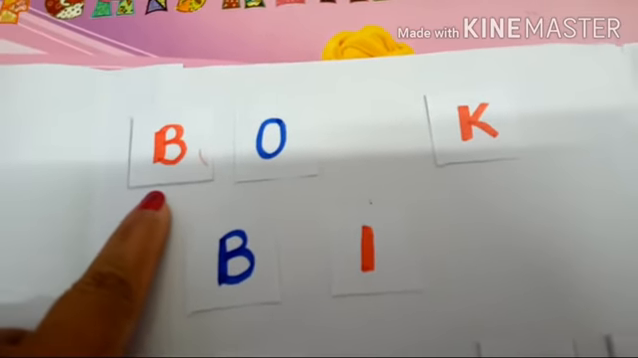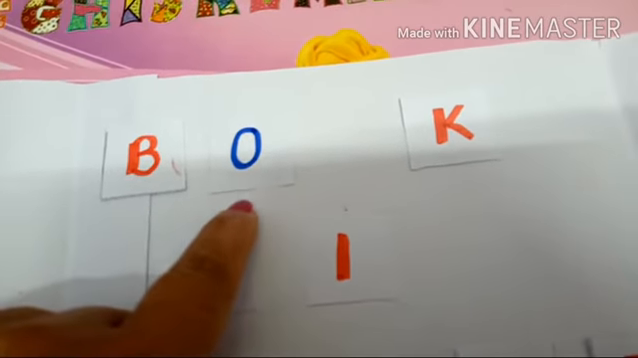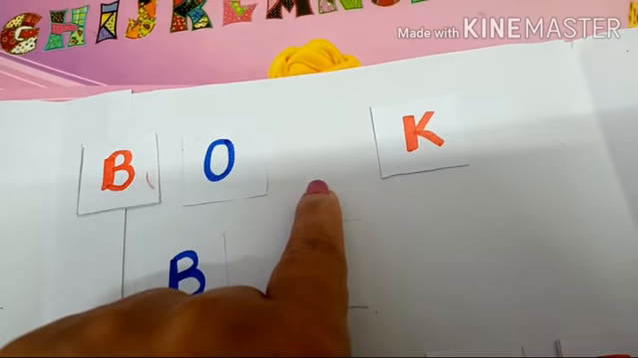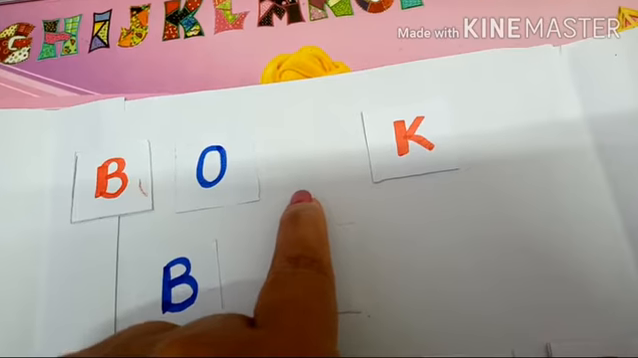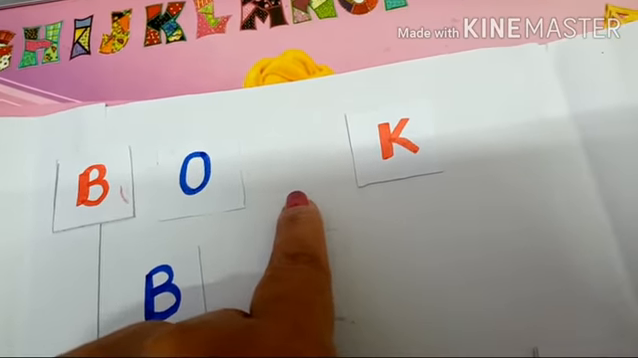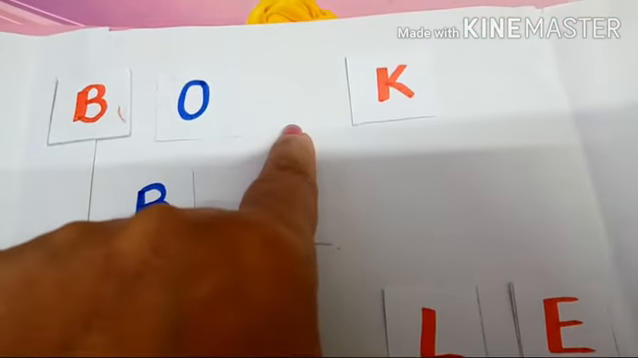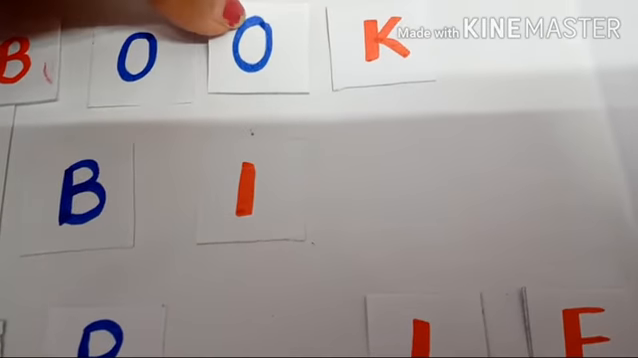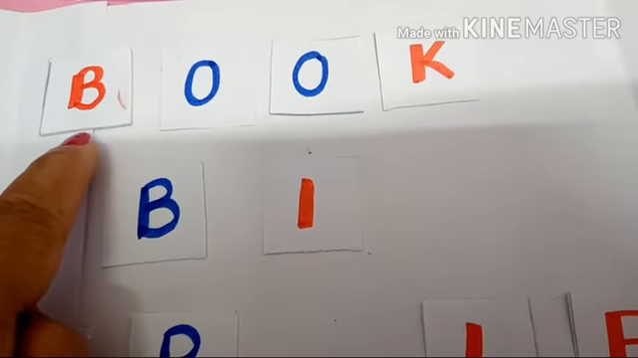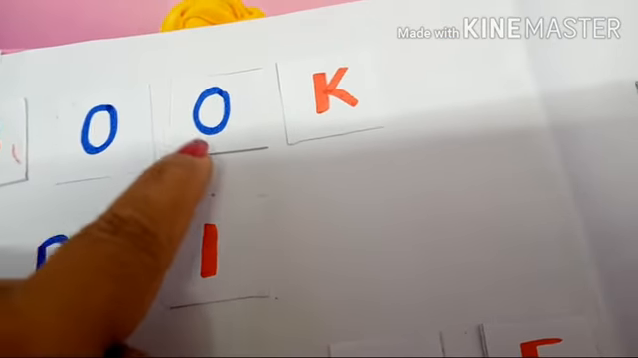Read B O. A letter is missing here. B O dash K. Which letter is missing here? Please find out the letter. Here, O. Now read it. B O O K, book. B double O K, book.